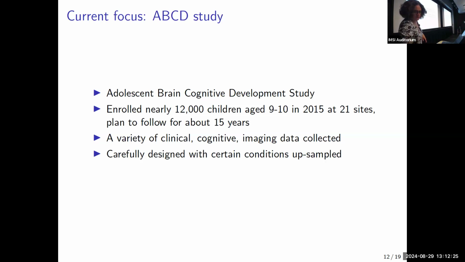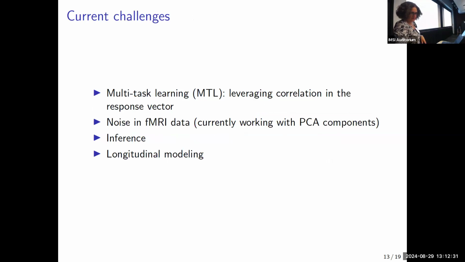People have already introduced the ABCD study, so I don't need to talk about that. Michigan is one of the sites, and so we work closely with the people there. My current focus is a lot on multitask learning in this context. Multitask learning is the machine learning term. In statistics, people call it multiple response prediction often. It's just a vector valued regression response.